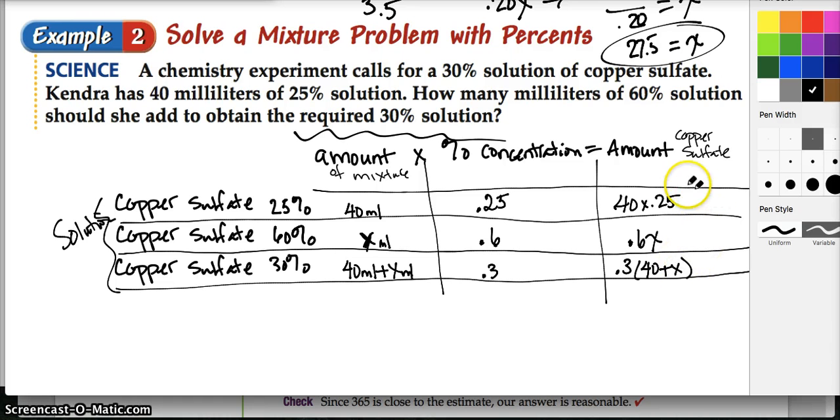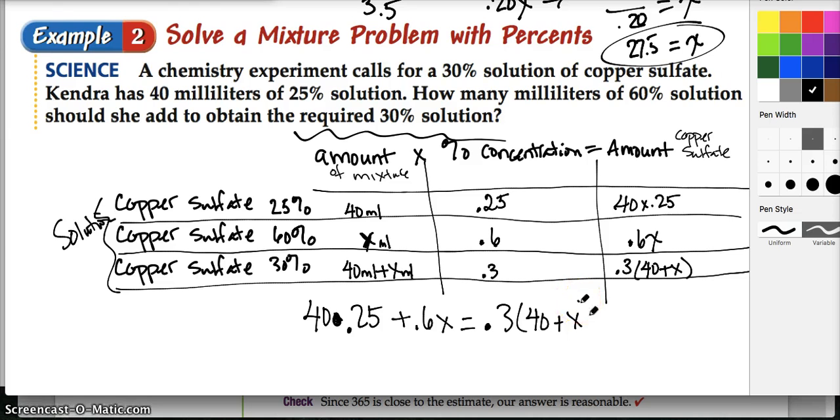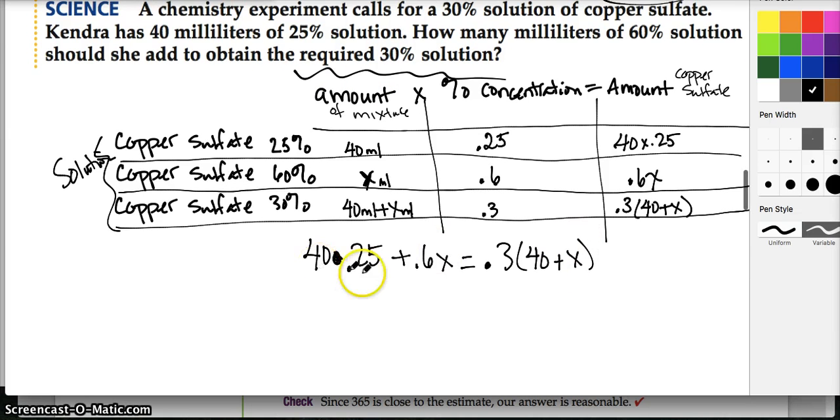And so I know that whatever amount of copper sulfate I have from this mixture plus the amount of copper sulfate I have from this mixture has to equal the copper sulfate I have at the end. So we have a very similar equation. 40 times, let's use a dot, times 0.25 plus 0.6x is equal to 0.3 times 40 plus x. And now I'm just going to go through and do the thing I know how to do, which is to solve an equation. I need to get x by itself, but first let me simplify both sides of my equation.